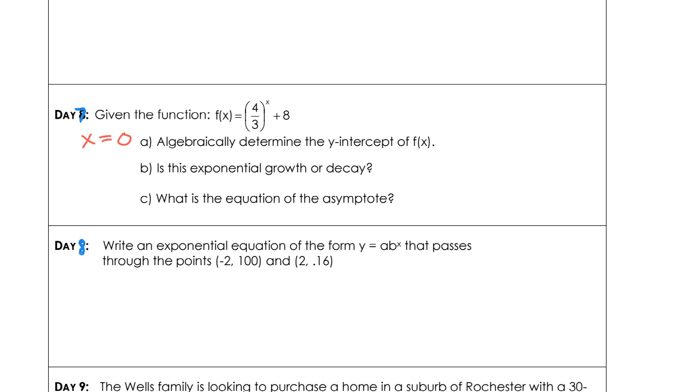All we have to do is replace our x with 0, and we'll be able to solve for our y-intercept. Remember, guys, that f of x is really y, so this turns into y equals (4/3) raised to the 0 plus 8. Remember that anything raised to the 0 power is 1, so we end up with y equals 1 plus 8, which is y equals 9. And there is our y-intercept.